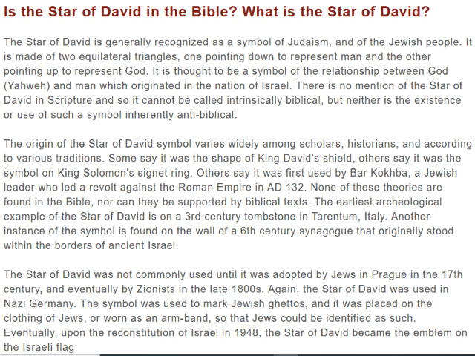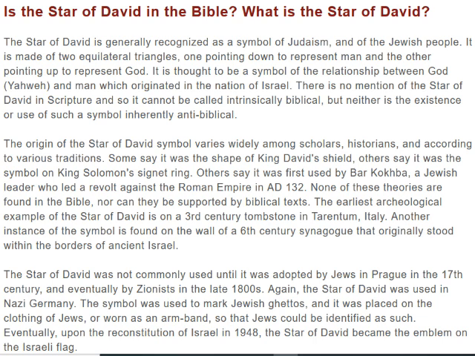The Star of David is generally recognized as a symbol of Judaism. And we know that that's a religion that has nothing to do with the children of Israel. There's a huge distinction, and the quote-unquote Jewish people. It is made of two equilateral triangles, one pointing down to represent man and the other pointing up to represent God.